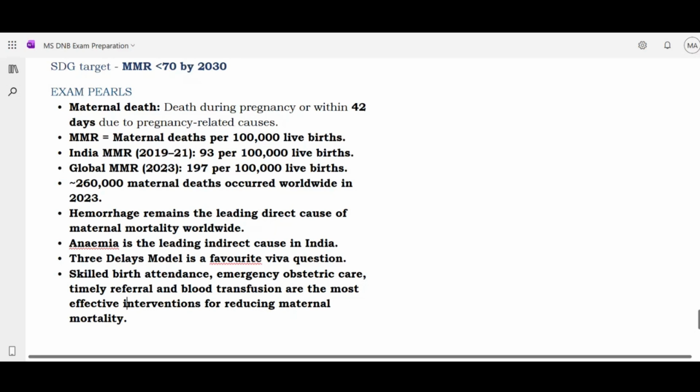India 2021: 93 per 1 lakh live births. Then global MMR is 197 per 1 lakh live births. 2,60,000 maternal deaths occurred worldwide in 2023. Hemorrhage remains the leading direct cause of maternal mortality worldwide, and anemia is the leading indirect cause in India. There is the three delay model. That is a favorite viva question. And skilled birth attendance, emergency obstetric care, timely referral, and blood transfusion are the most effective interventions for reducing maternal mortality. So that finishes this particular topic. Thank you.